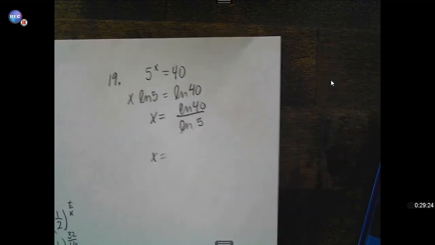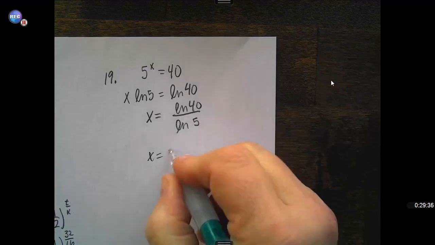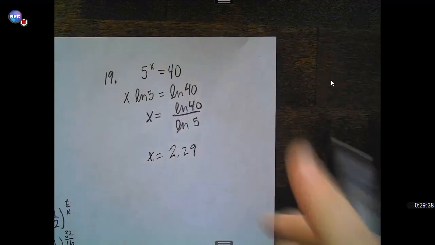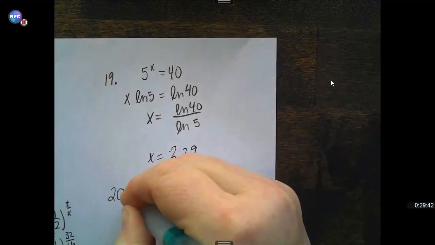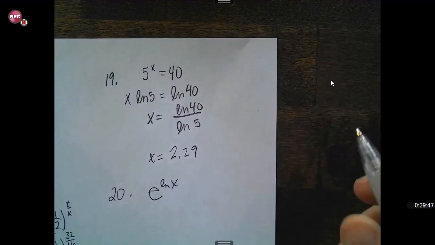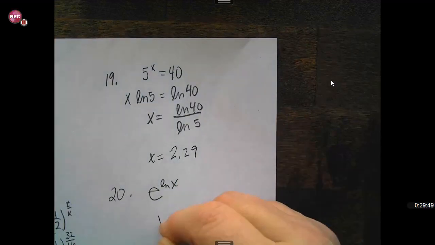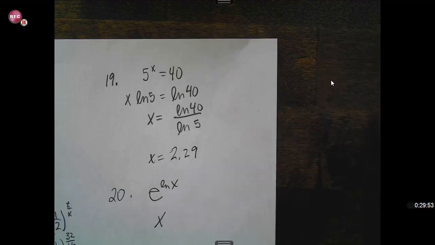Remember, those natural logs do not cancel. I have to take the natural log of 40 and divide by the natural log of 5. And I get 2.292. And then the last question says simplify e to the ln of x. And the e to the ln of x is x. And that is all.